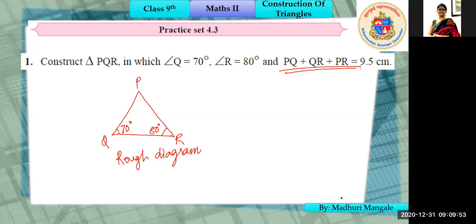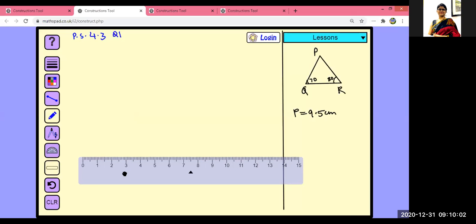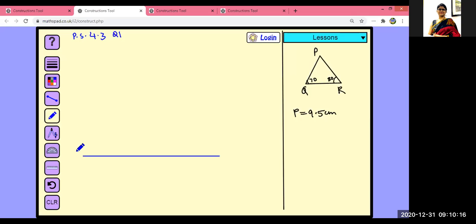Now let us look at how to do the construction. Here you can see I have the rough diagram already. We start with step 1, that is to draw the base with the given perimeter. The given perimeter here is 9.5 centimeters. We draw a 9.5 base and label it as XY, because these are not the vertices of the triangle, it is the perimeter. So step 1, draw the base with the given perimeter.